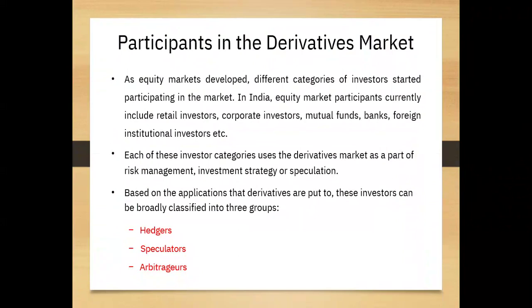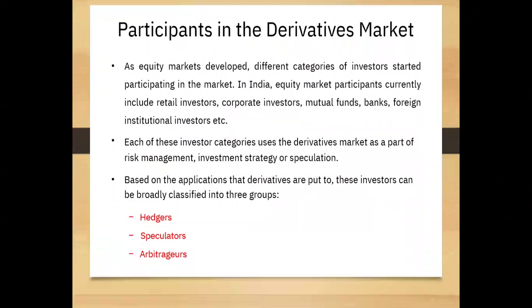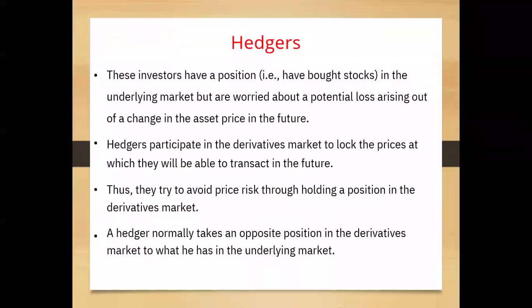Those are the hedgers, speculators, and arbitrageurs. So, what do you mean by hedgers? Please understand carefully. Hedgers are investors who have a position in the underlying market but are worried about the potential loss arising out of a change in the asset price in the future.